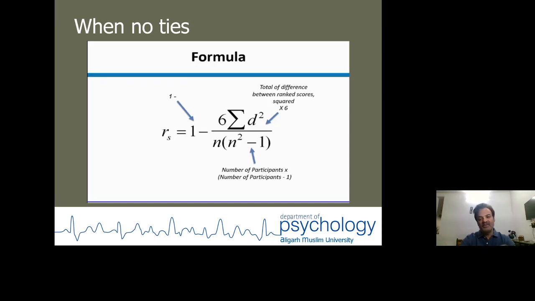One more point need to be understood. There is a different formula when you are having ties in your data set. But finally, in case of the correlation coefficient, hardly there is a difference, as at second or third decimal places. So it is suggested in both the cases you can use this formula.